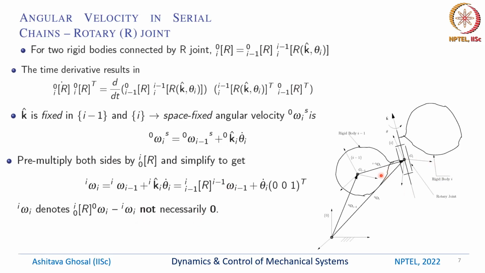So in this picture, as a summary, what do we have? We have this rigid body i, and we have another rigid body i-1. The angular velocity of this rigid body i with respect to i-1 is nothing but the angular velocity of this rigid body i-1 plus the rotation at this rotary joint. These are two vectors. We just add them in the same coordinate system and we get the angular velocity of this rigid body i with respect to i-1 when it is connected by a rotary joint.